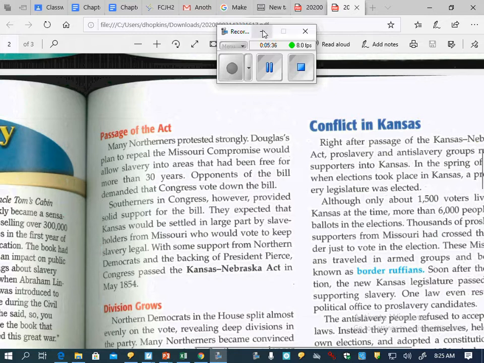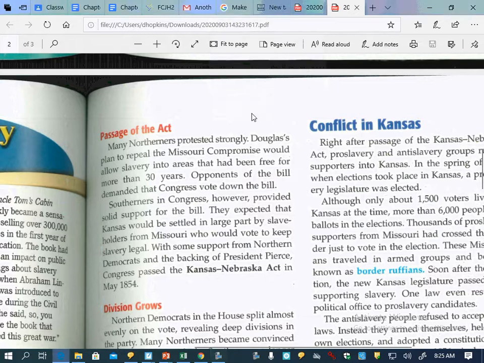Passage of the Act. Many Northerners protested strongly. Douglas's plan to repeal the Missouri Compromise would allow slavery in areas that had been free for more than 30 years. Opponents of the bill demanded that Congress vote down the bill. Southerners in Congress, however, provided solid support for the bill.